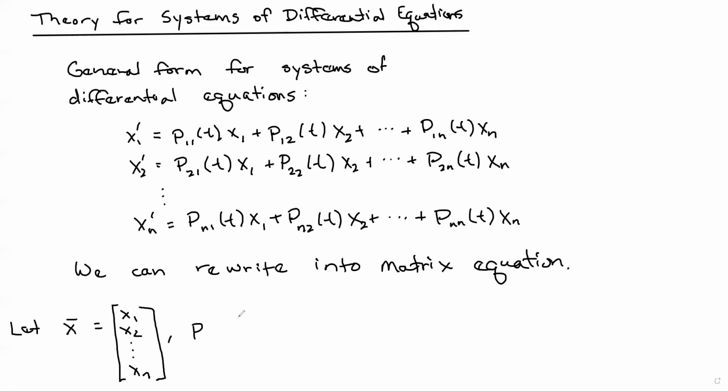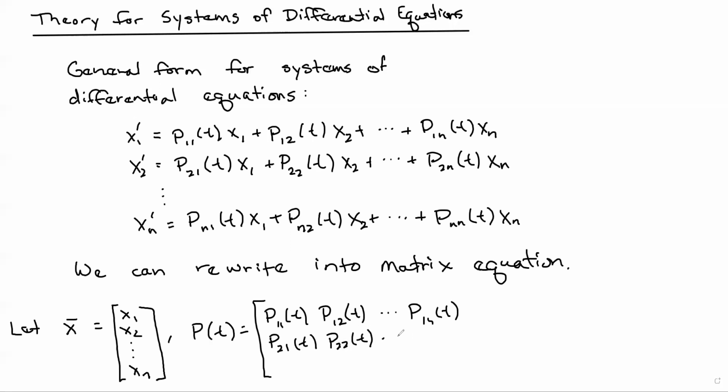and we let capital P of t equal P11 of t, P12 of t, dot, dot, dot, P1n of t, P21 of t, P22 of t, dot, dot, dot, P2n of t. I get a little confused there. And then Pn1 of t, Pn2 of t, dot, dot, dot, Pnn of t. This is a matrix that's made up of these coefficient functions.